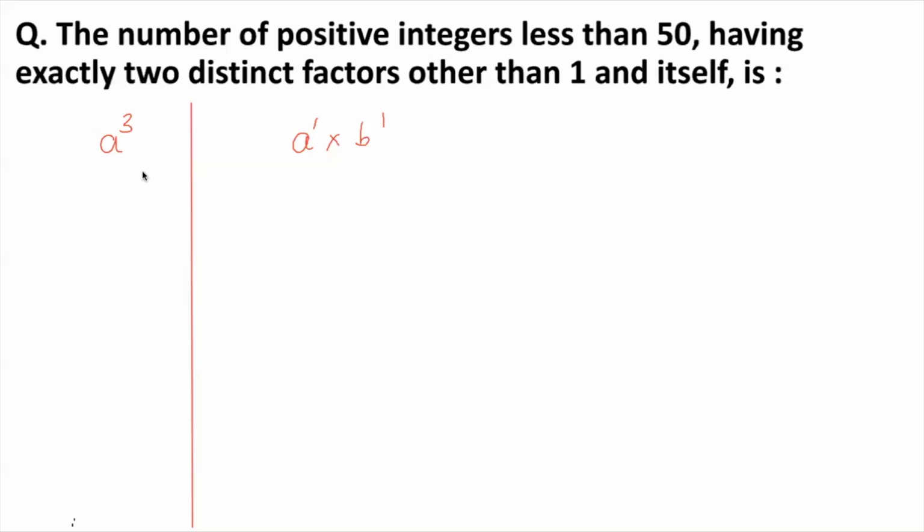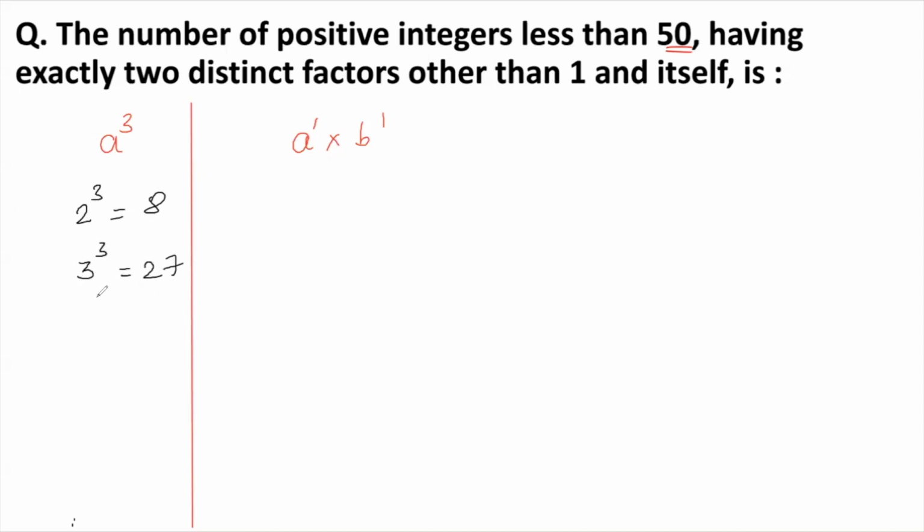All right. So let's talk about the first case, guys. The number of the form a cube. We want the number of the form a cube and it should be less than 50. When we look at this particular type, we will observe that the number can be 2 cube, that's 8, less than 50, obviously. The number can be 3 cube as well. 3 cube is 27, obviously less than 50.